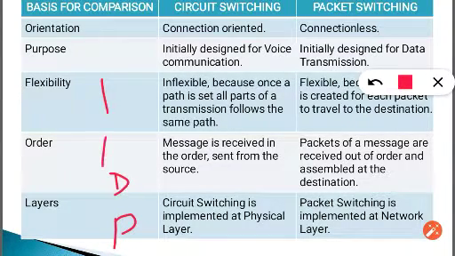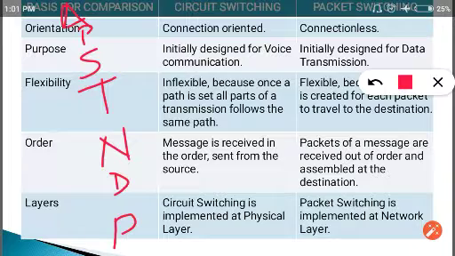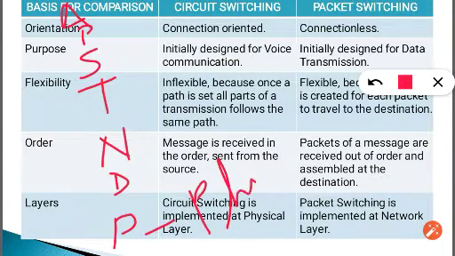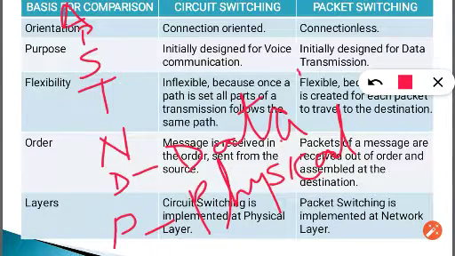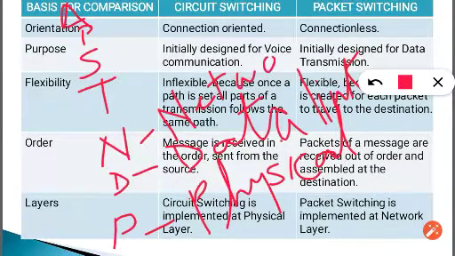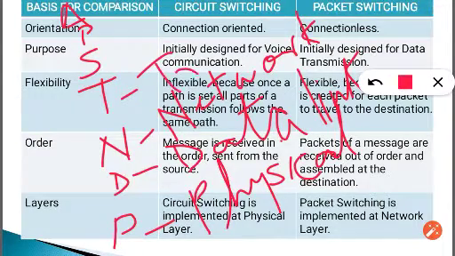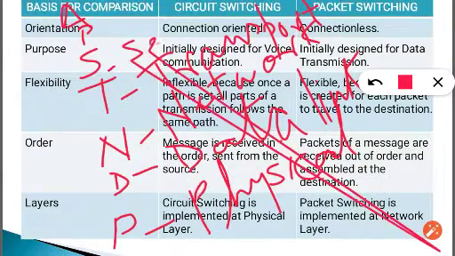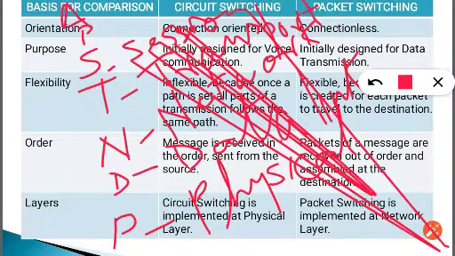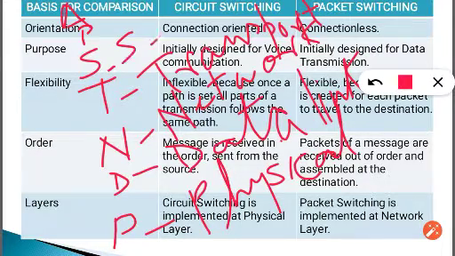P, D, N, T, S, P, A. P is the physical layer, D is the data link layer, N is the network layer, T is the transport layer, S is the session layer, P is the presentation layer, and A is the application layer.